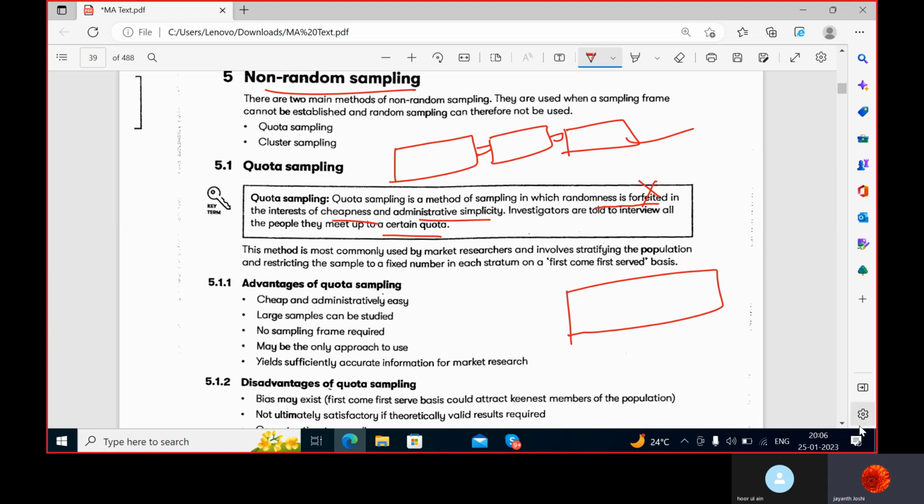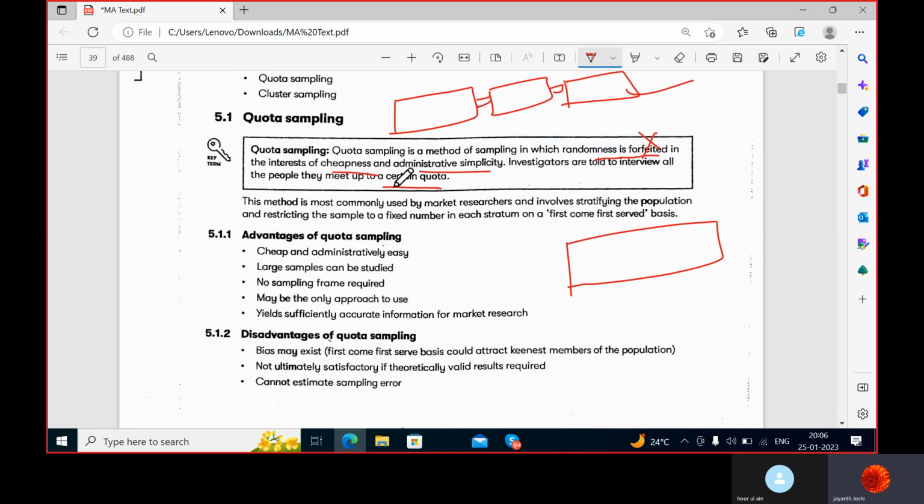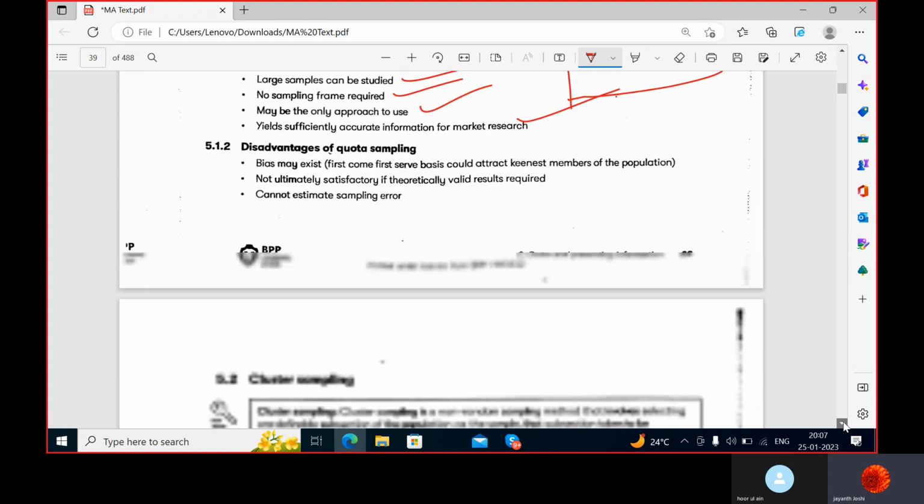So quota sampling is that. And the advantages of quota sampling are: cheap and administratively easy. Large samples can be studied. No sampling frame required. Maybe the only approach to use. Of course, it yields sufficiently accurate information for market research. That means you are only studying that particular category. So quota sampling is very good for that.